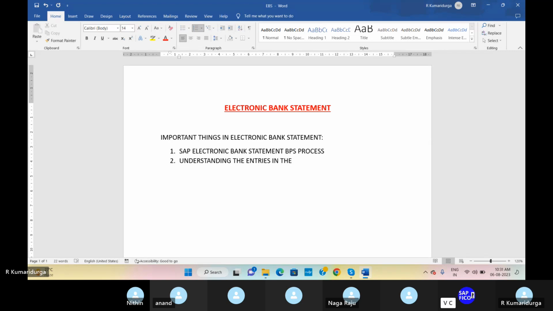Based on the understanding of the search string only, we will be able to process the entries. The third point is understanding the search string. In configuration you are going to get all these things, don't worry.